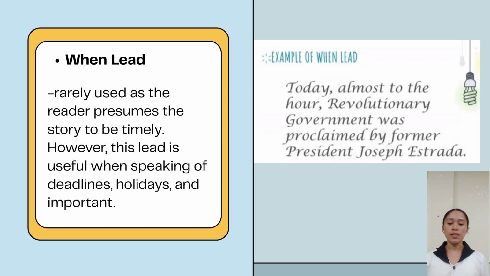Fourth is the when lead. This is used when the time element is the most significant for the story, such as deadlines, schedules, or historical dates. This is useful when the timing itself makes the story important, like during elections, anniversaries, or urgent announcements. For instance, today, almost to the hour, revolutionary government was proclaimed by former President Joseph Estrada.